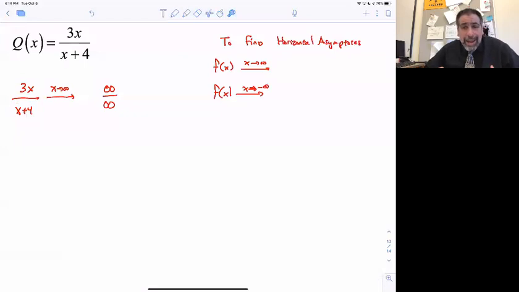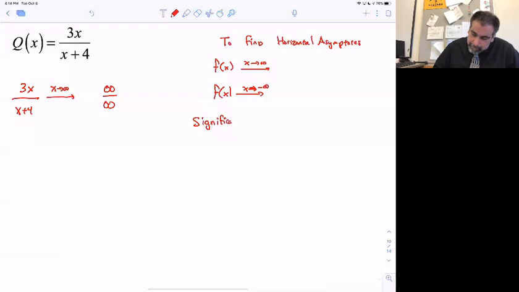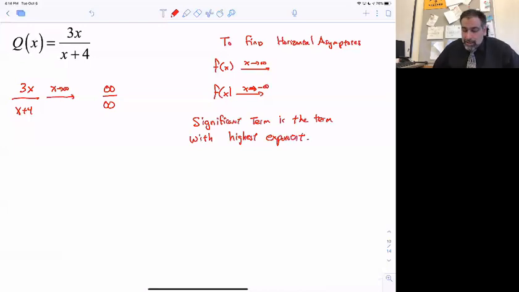We're talking about something that I call significant and insignificant terms, okay? The significant term is the term with the highest exponent. The other terms are insignificant.